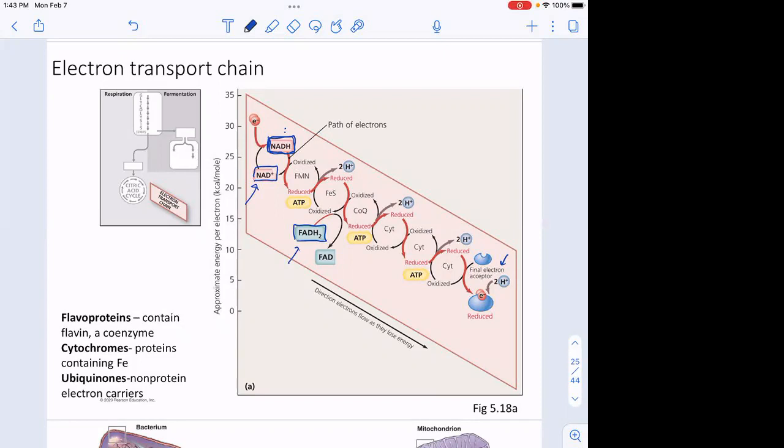Okay, so what we have here is a series of electron carriers that are alternating between their oxidized and reduced states. Some of them are passing electrons and protons. Some of them are only passing electrons, and they're pumping the protons here. Like I wrote before, this is outside of the cell, and this is going to be inside of the cell.